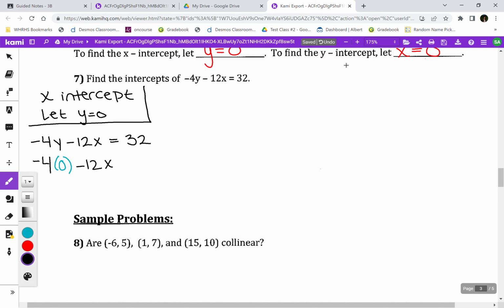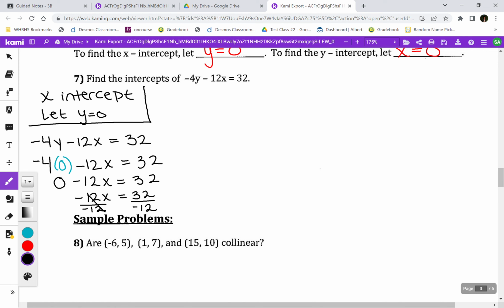So we have negative 4 times 0 minus 12x equals 32. Well, 0 times anything is 0. So we have 0 minus 12x equals 32, which is negative 12x equals 32. Divide by negative 12 on both sides. Does 12 go into 32 evenly? No, but can I simplify this?